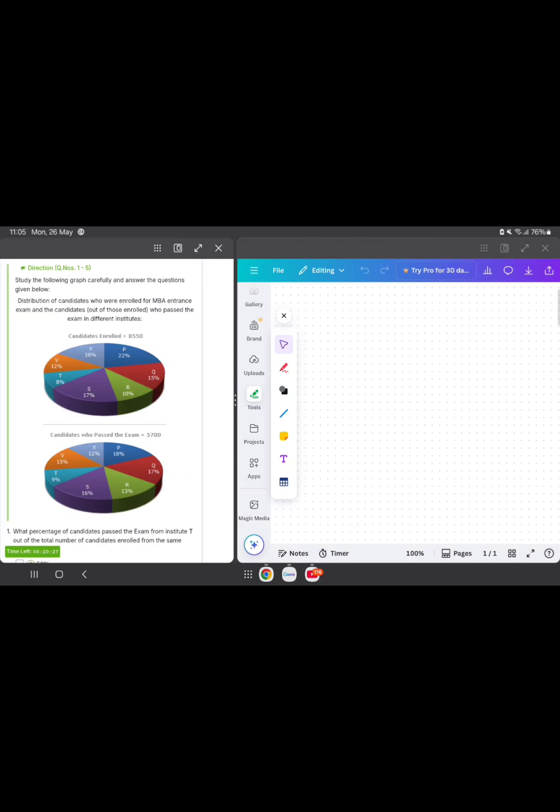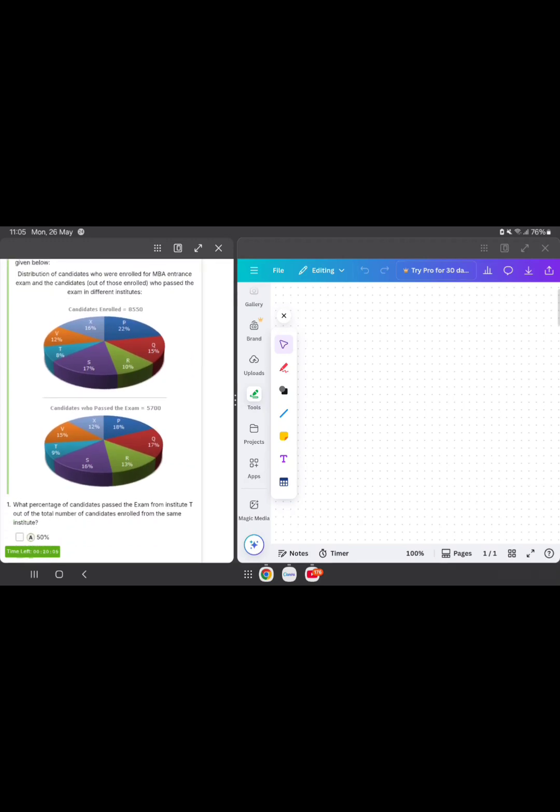This is the first question, and it says, study the following graph carefully and answer the questions given below. The question starts here and it says distribution of candidates who were enrolled for MBA entrance exam and the candidates out of those enrolled who passed the exam in different institutes. The total candidates who had enrolled at different institutes was 8,550, and the total candidates who passed is 5,700.